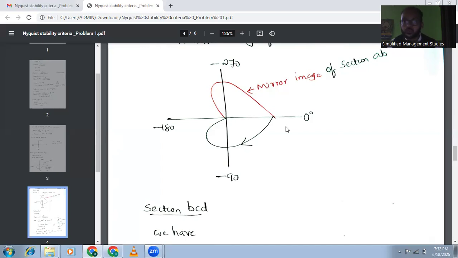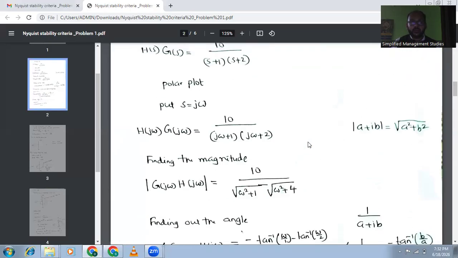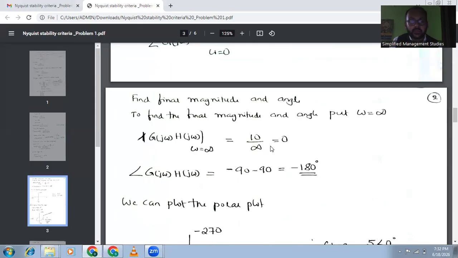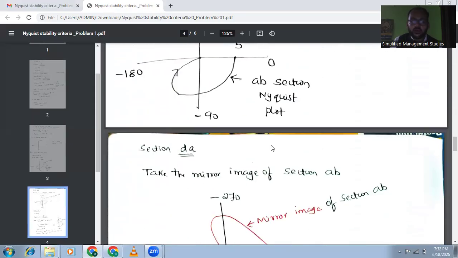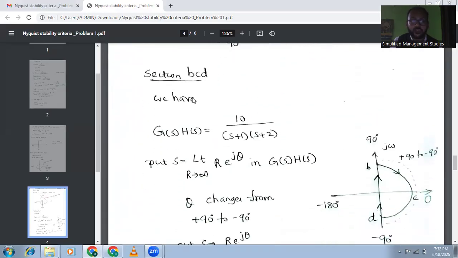So we have completed 2 sections. Now one more section is remaining. Where is it? Can you show me once again? Yeah, so I'll be directing you to the last section. The last section is BCD. How to draw the Nyquist plot for BCD? It is very simple. Here you have to apply the thumb rule. I know that it is a bit different; however, this is a standard procedure. We have to follow the standard procedure.